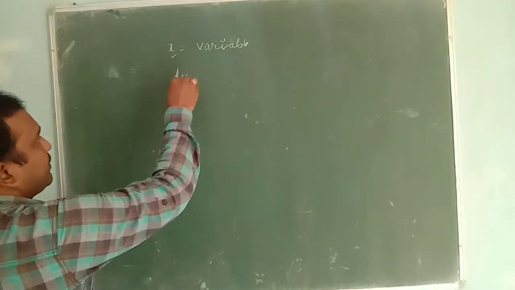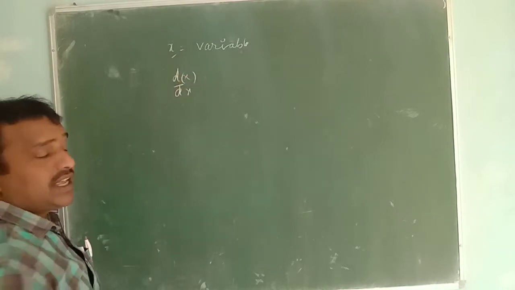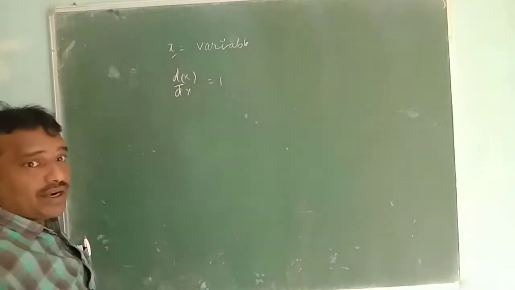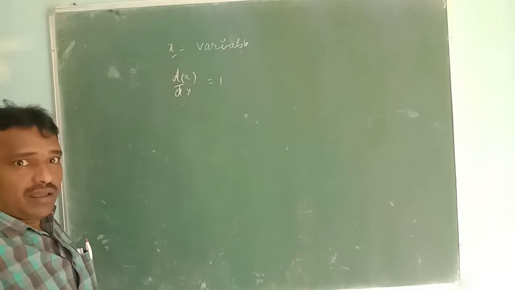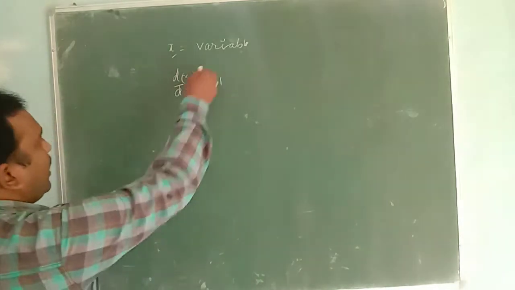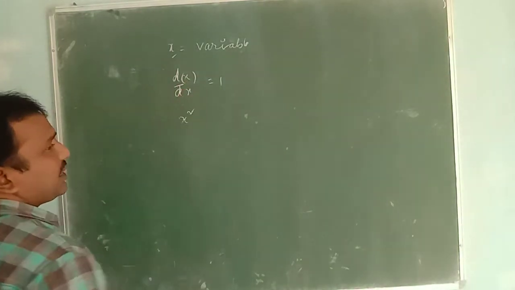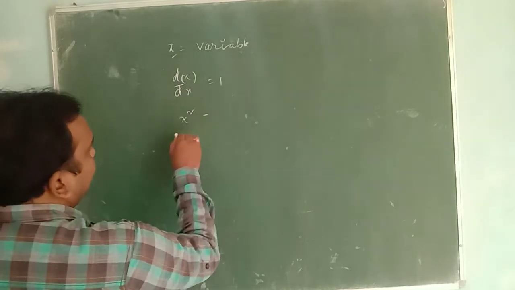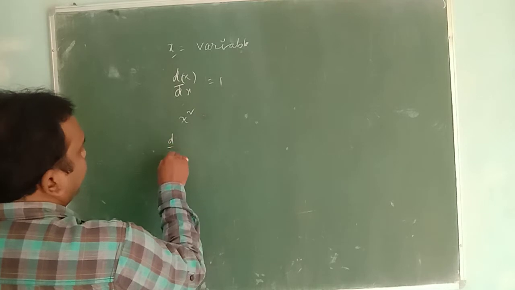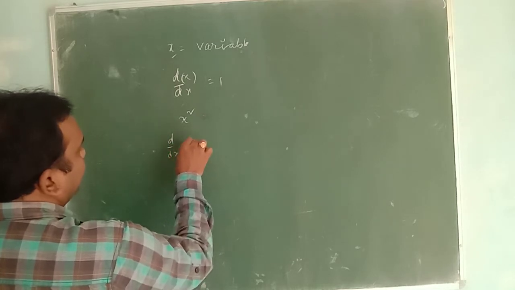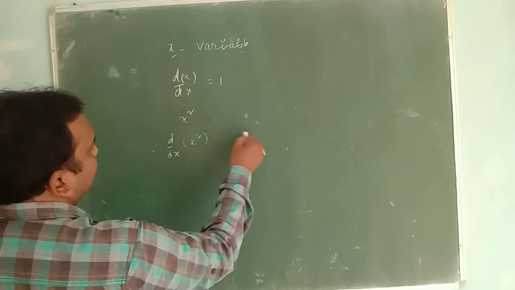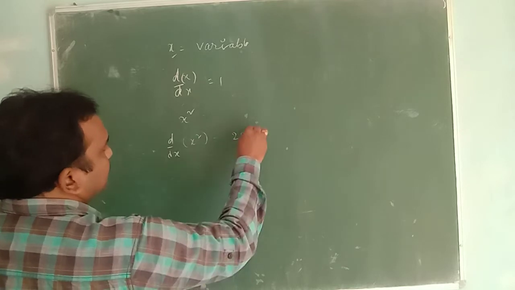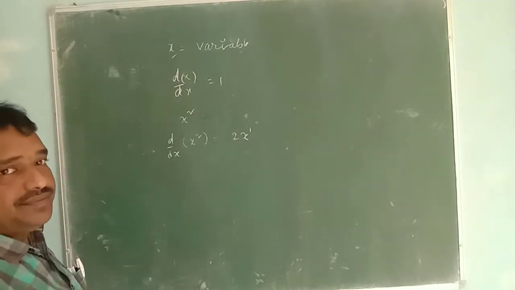d by dx of x. This will be equals to 1. And suppose if you are taking the x square, then the differentiation of the x square will be given by d by dx of x square is equals to 2x power of 1.